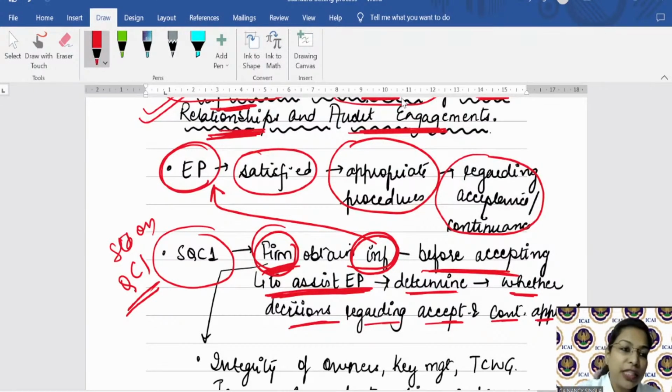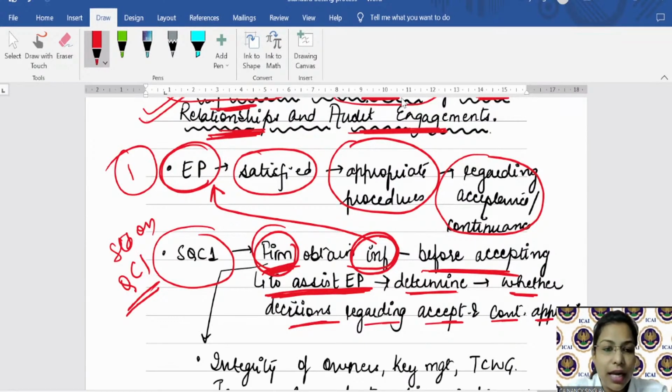है ना। तो first point में तो we said that it is the responsibility of the engagement partner to be satisfied whether appropriate procedures जो होने चाहिए थे in order to consider whether to accept or continue with this client or not, वो हुए हैं या नहीं। उसके लिए there is a responsibility on the firm to obtain the information before accepting the engagement. ठीक है। Now what all information, क्या information लेना है?